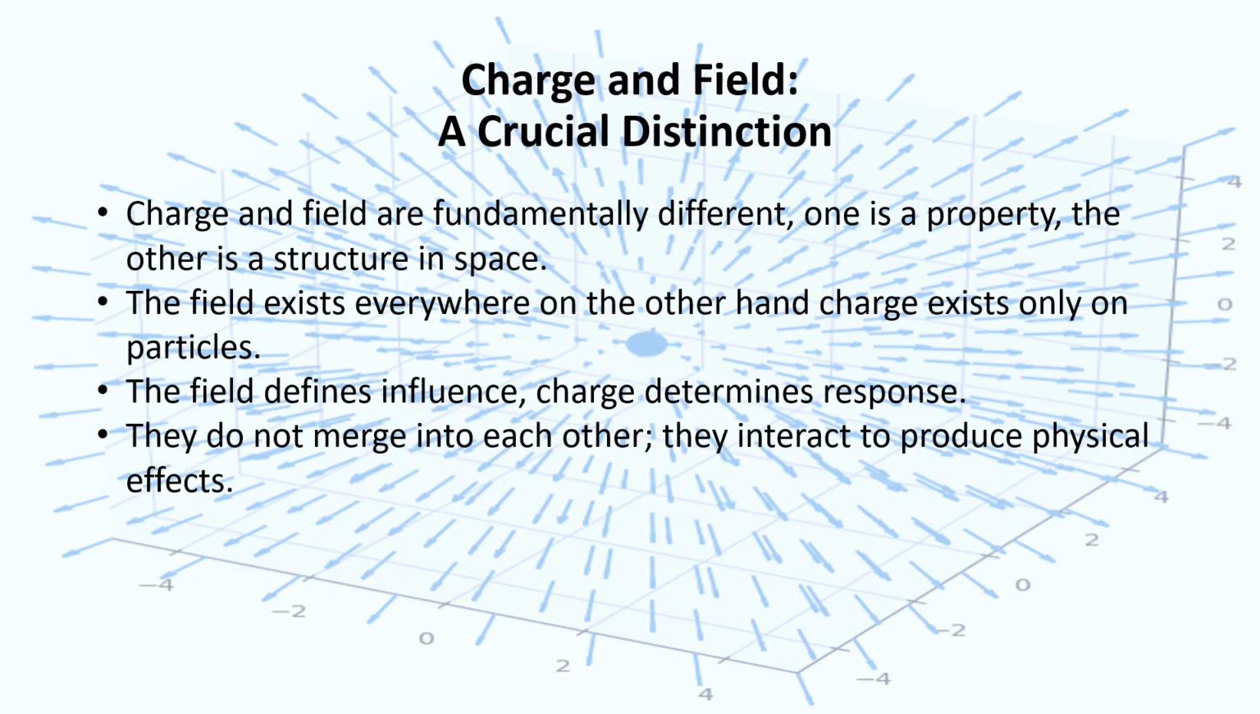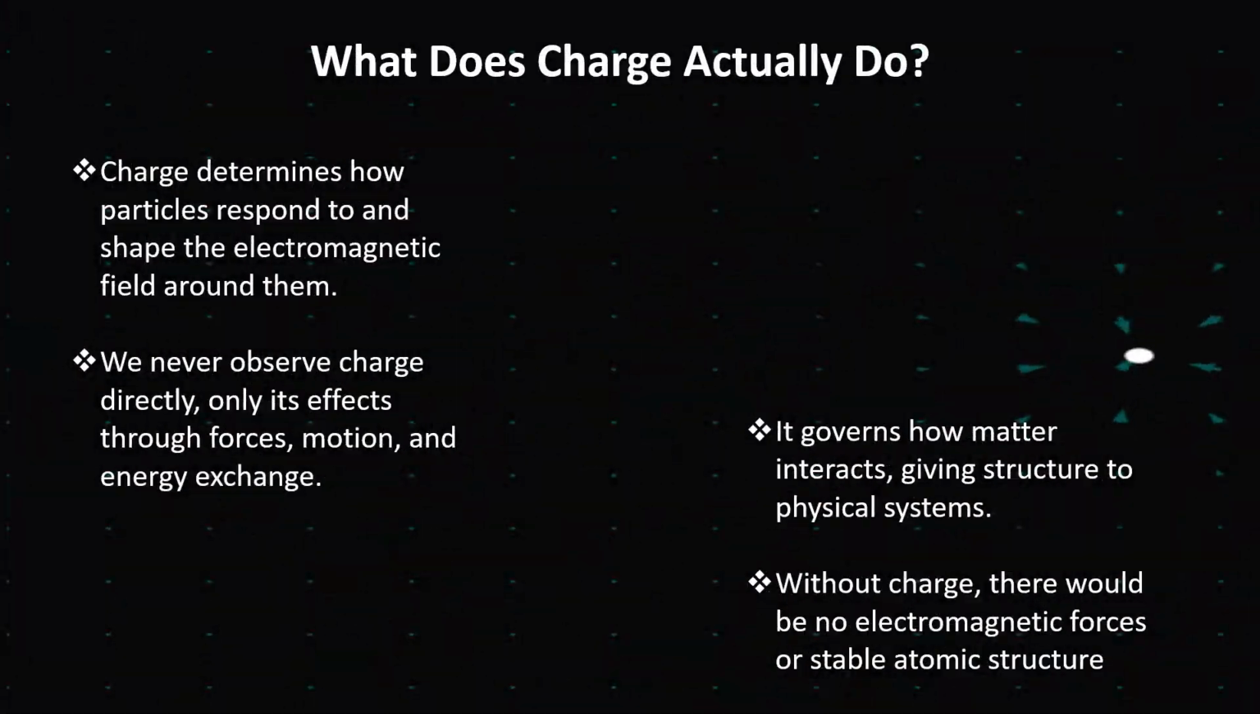Now that we have separated charge from field, we can ask a more meaningful question: what does charge actually do? At its core, charge is about interaction. It determines how a particle responds to electromagnetic field, and just as importantly, how it shapes that field for everything around it. When a charged particle exists, it doesn't sit passively. It modifies the space around it, creating a structure in the field. And this structure gives rise to what we observe as forces, motion, and energy transfer.